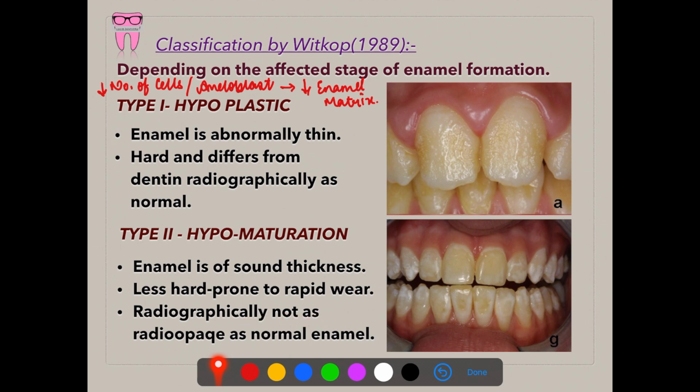Let's see clinically how it appears. The hypomaturation type of amelogenesis imperfecta gives a classical presentation of chalky white lesions. This is because of improper degradation of organic matter or enamel protein, which causes defective or poor mineralization, giving rise to such chalky lesions.